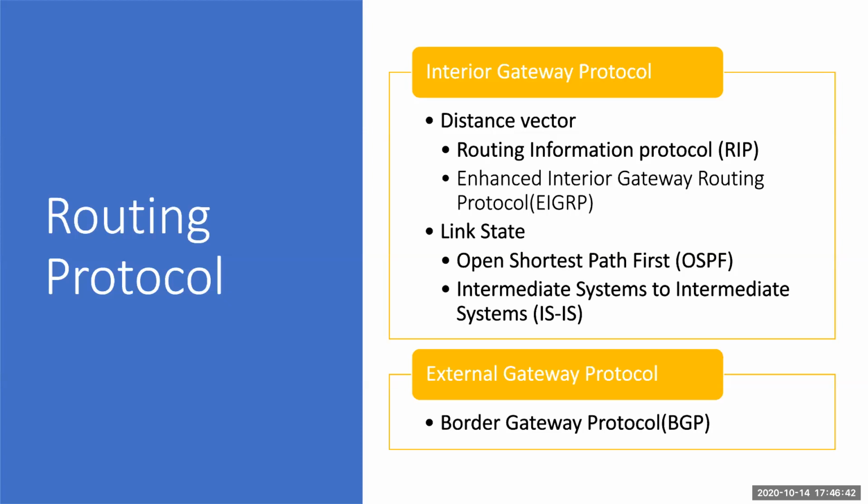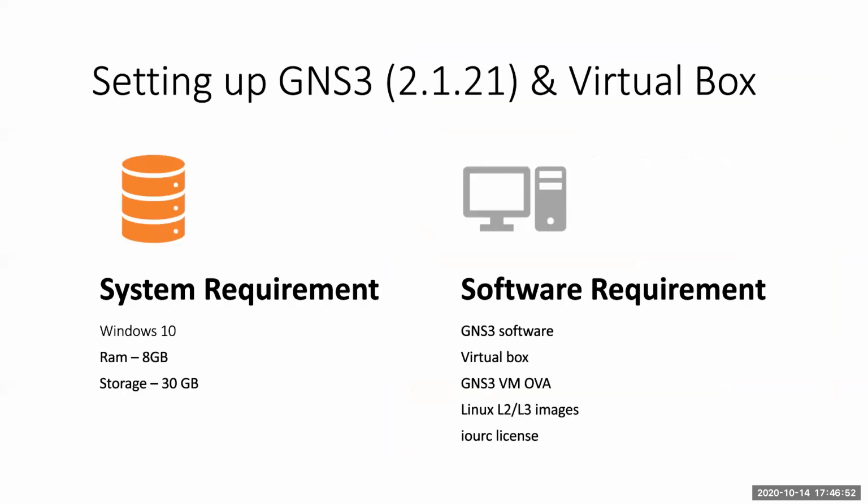So we are not going to see external gateway protocol today, but we are going to see EIGRP and OSPF, and then how EIGRP and OSPF can communicate with each other. So let's go to GNS3 and VirtualBox.